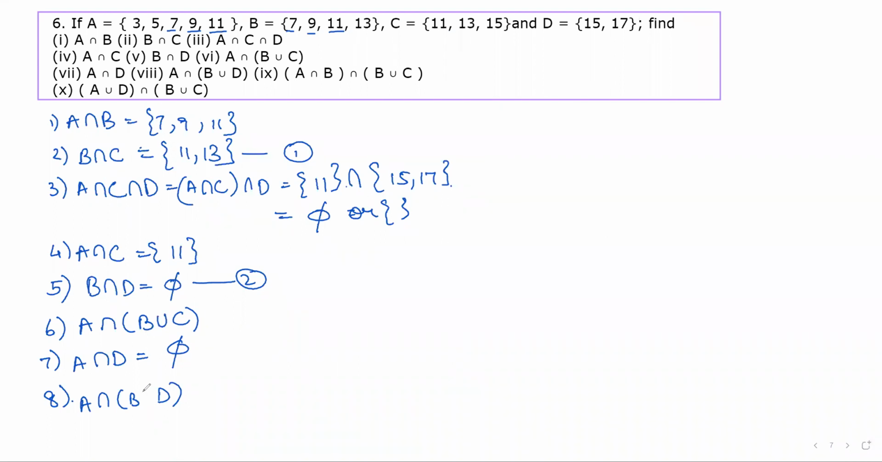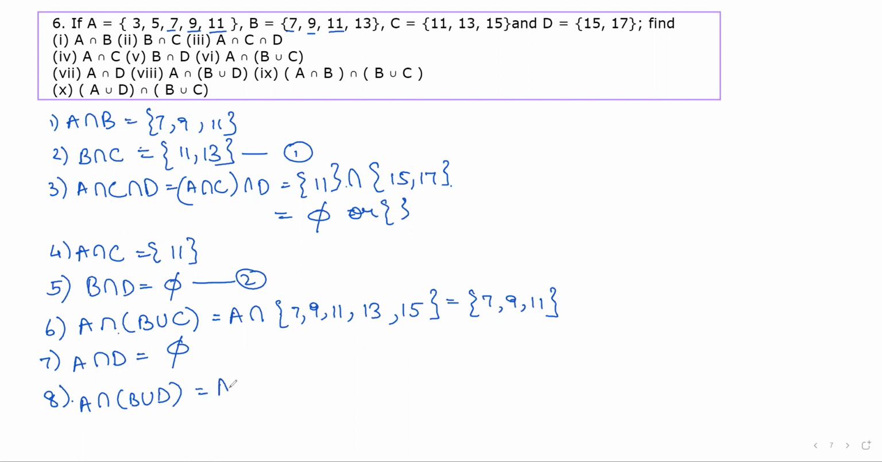So this is A intersection B union C. B union C would be uniting B and C, which is 7, 9, 11, 13, 15. What is common between A and these values? We have 3, 5, 7, 9, 11. 7, 9, 11 are repeated over here. So 7, 9, and 11.